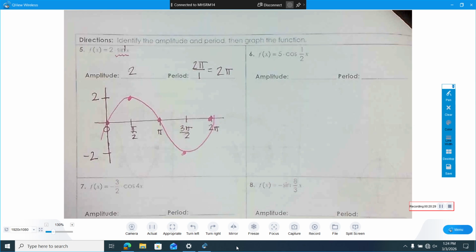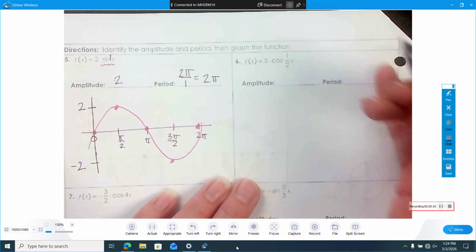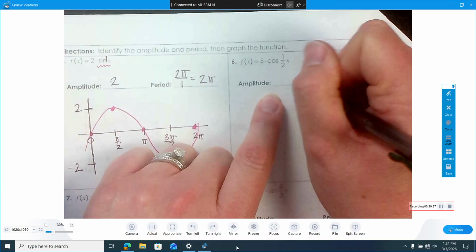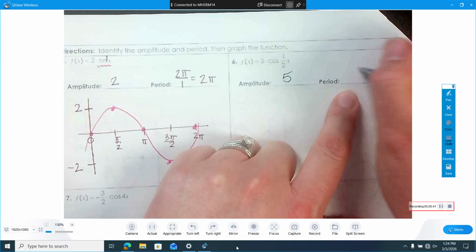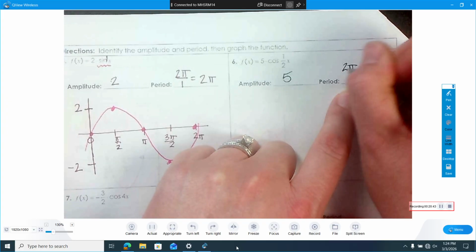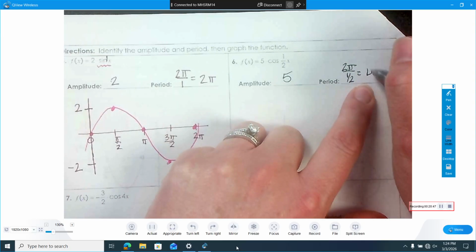Okay? Let's try another. All right, let's look at number 6. All right, what's the amplitude? 5. And what's the period? It's 2 pi divided by 1/2. How do I deal with that? So it becomes 4 pi.